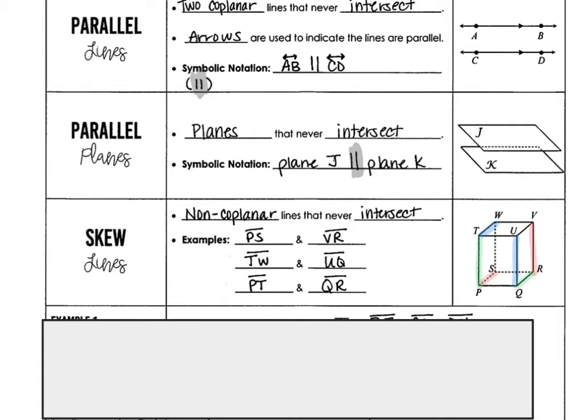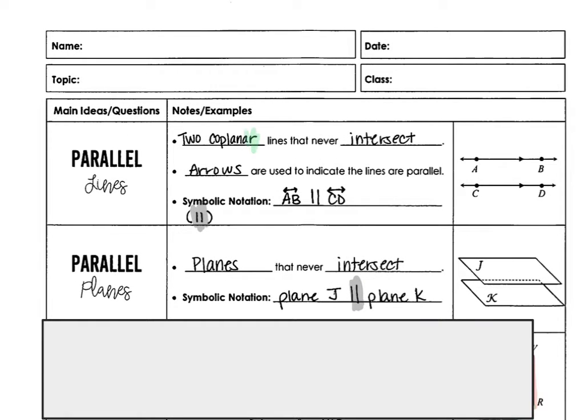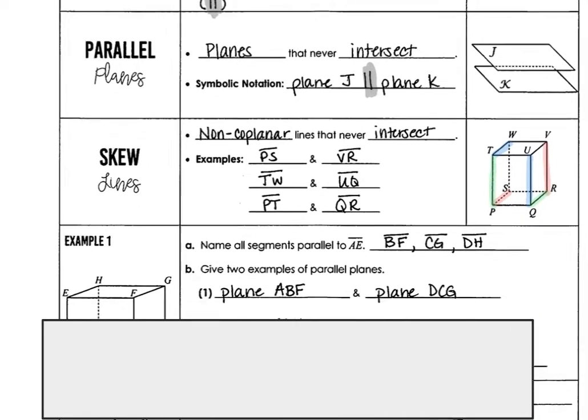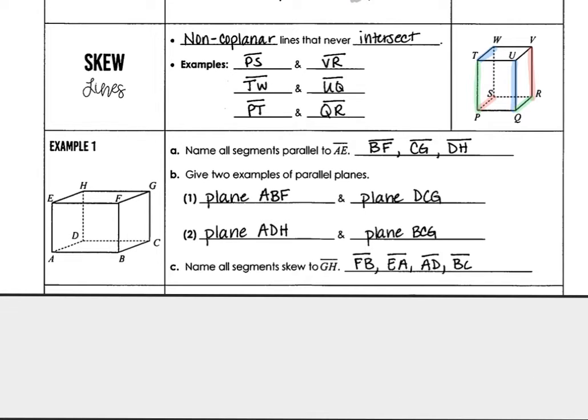But the difference between skew and parallel is that parallel lines are coplanar. And they're two coplanar lines that never intersect, okay? All right, so let's take a look at example 1. Name all segments that are parallel to AE. Well, you could see that AE is parallel to BF. AE is parallel to CG. And AE is parallel to DH.